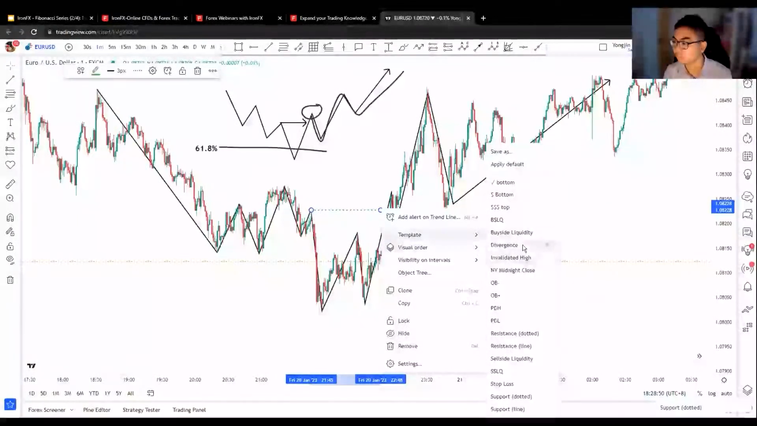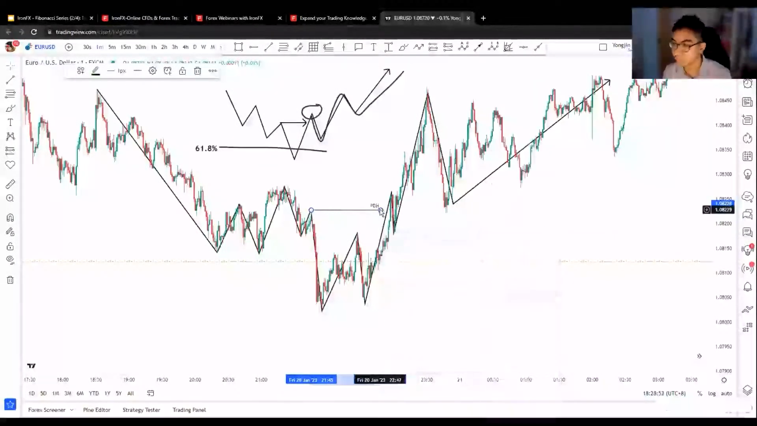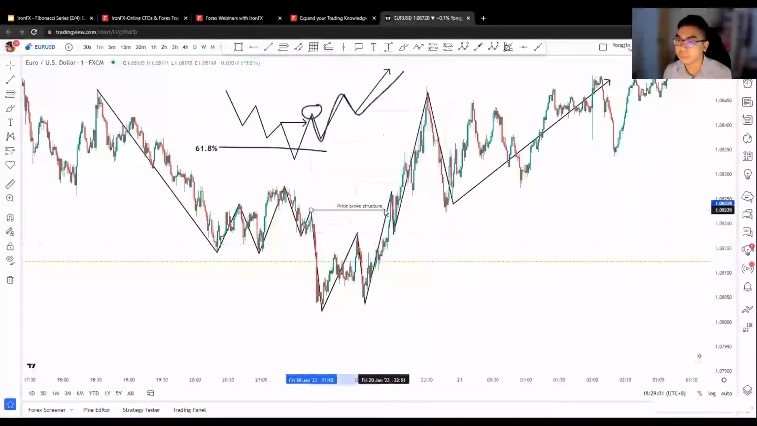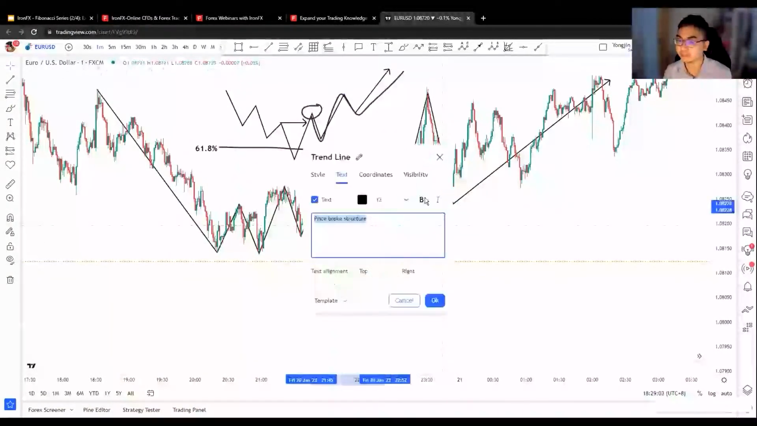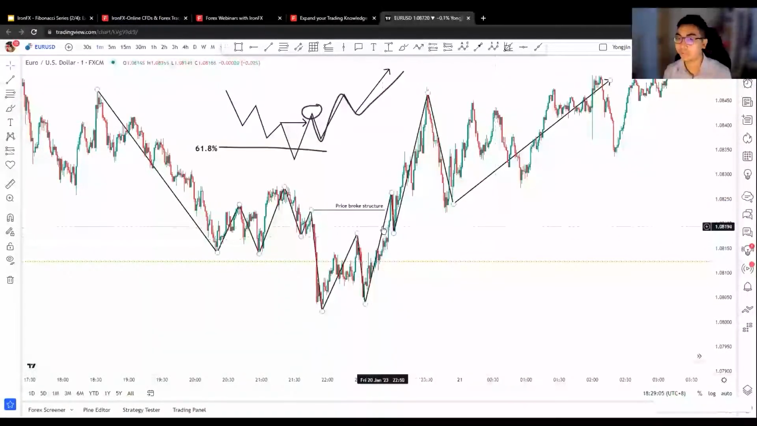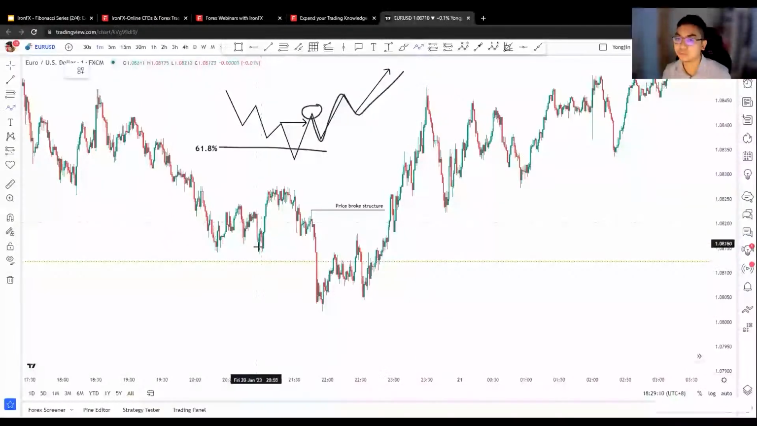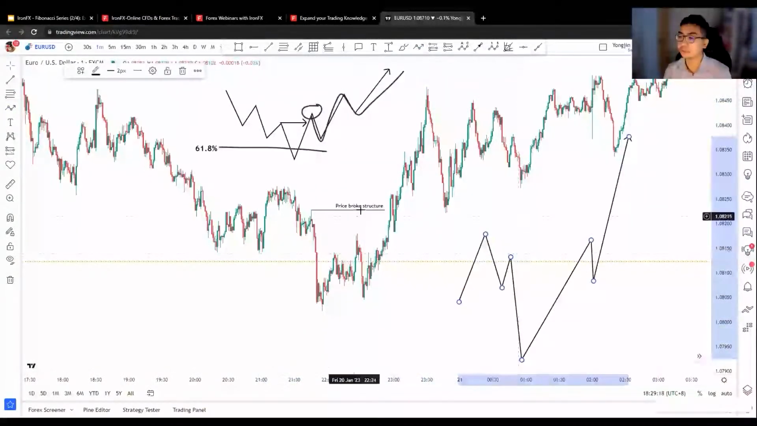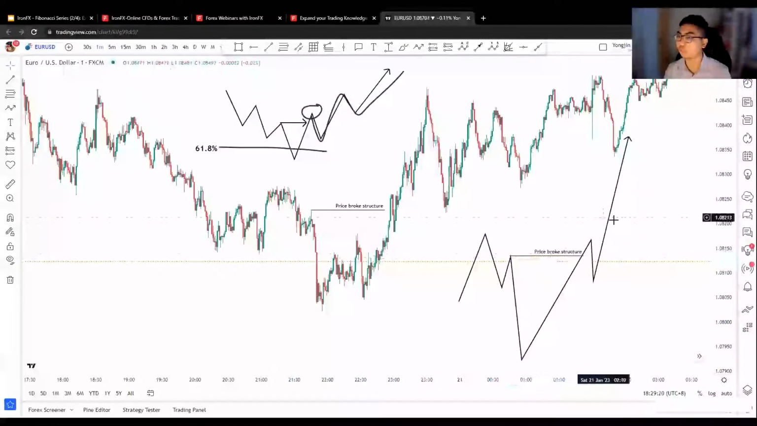Let me find this. Price broke structure. I'll just write this out as simply as possible. Price actually broke structure right there. Before we, let me put this down. Let me just redraw it out. How I look at it. So it's the same thing, price broke structure.